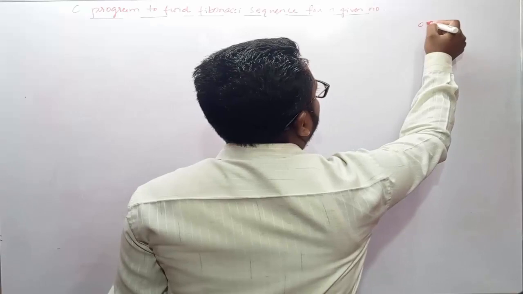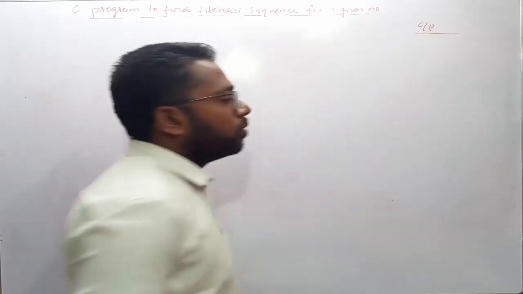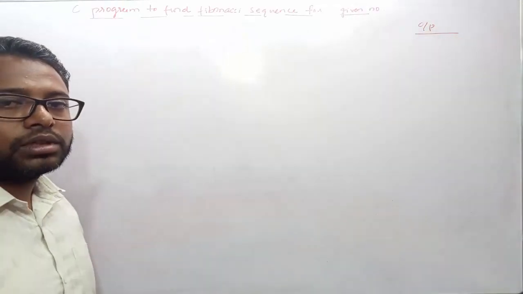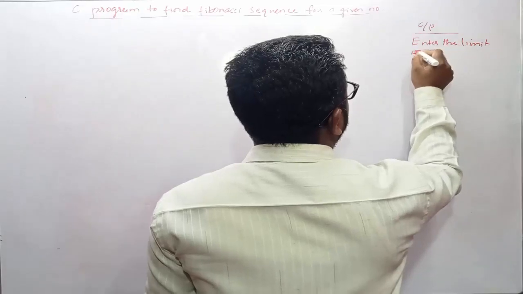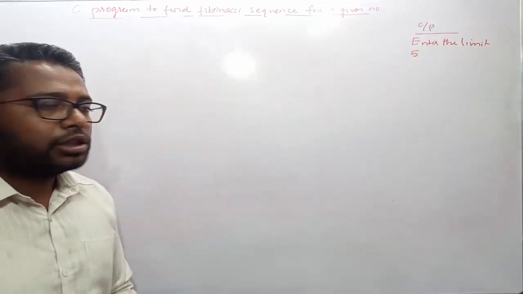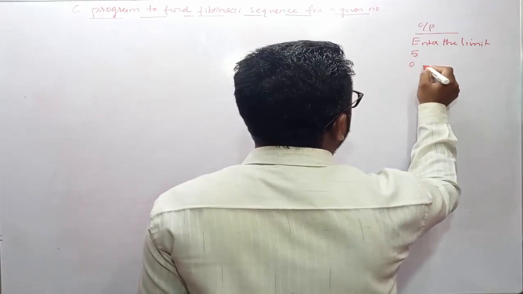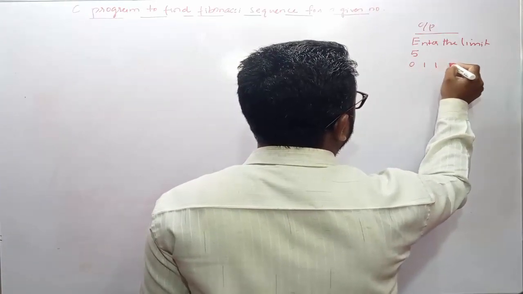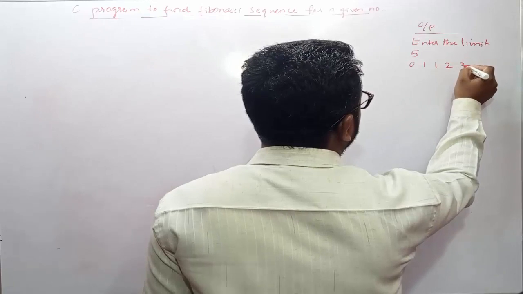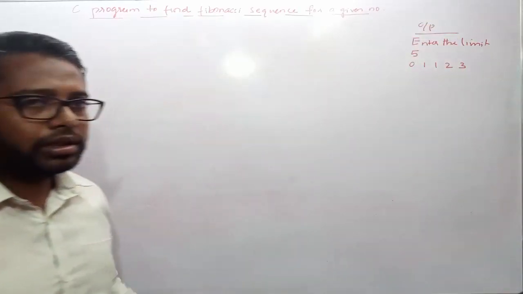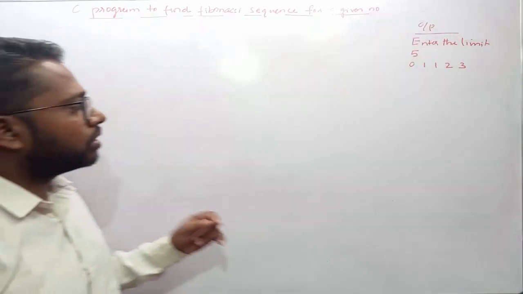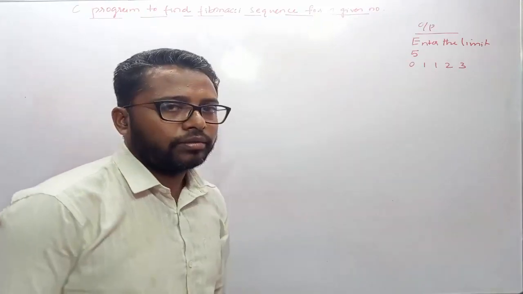So let me first write the output of this program. When this program gets executed, it asks the user to enter the limit. Then I will enter 5. Then it should show me the Fibonacci series starting from 0, 1, 1, 2, 3. Okay, so this is the Fibonacci series for the input number 5.